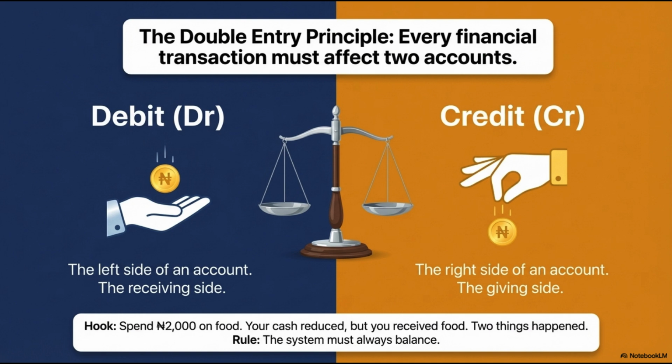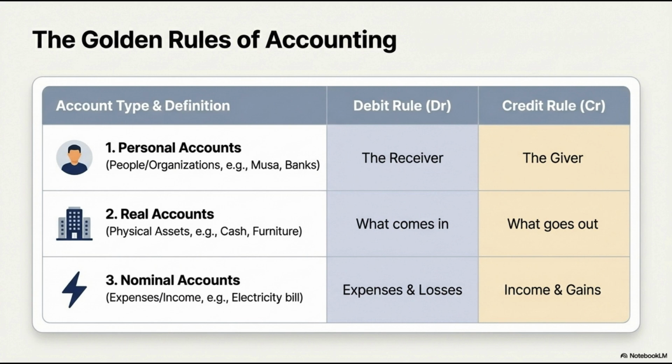Lesson summary. Today we learned double entry. Double entry means every transaction has two sides. The three rules are: personal account, debit the receiver, credit the giver. Real account, debit what comes in, credit what goes out. Nominal account, debit expenses, credit income. When you master this, you can understand all of accounting.